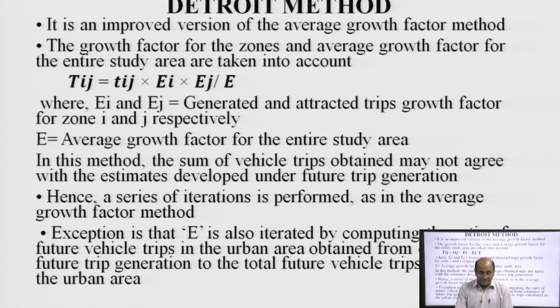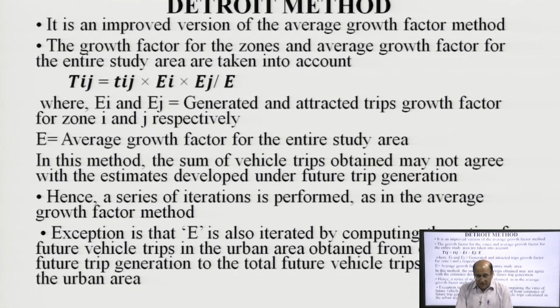Detroit method. It is an improved version of average growth factor method. If the growth factor for the zones and the average growth factor for the entire area are taken into account, then T ij will be equal to small t ij into E i into E j divided by E, that is the average, where E i and E j are generated and attracted trips growth factor for zone i and zone j respectively. E is the average growth factor for the entire study area.